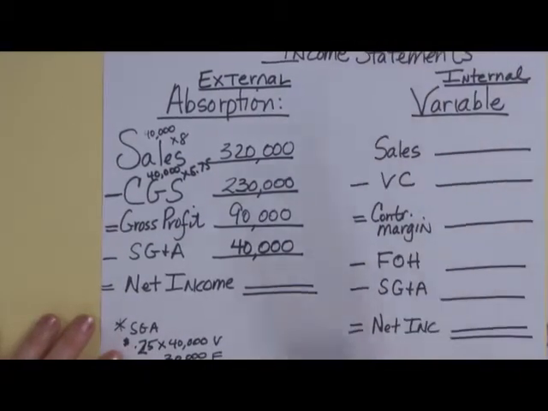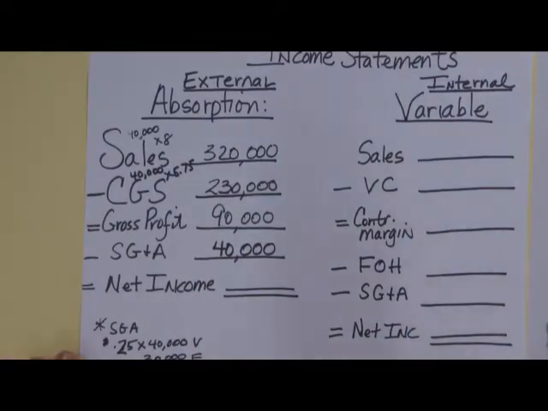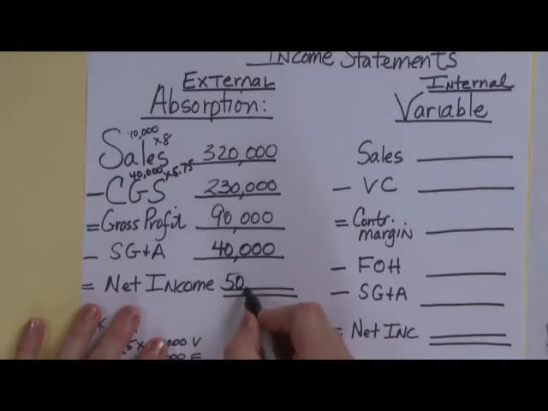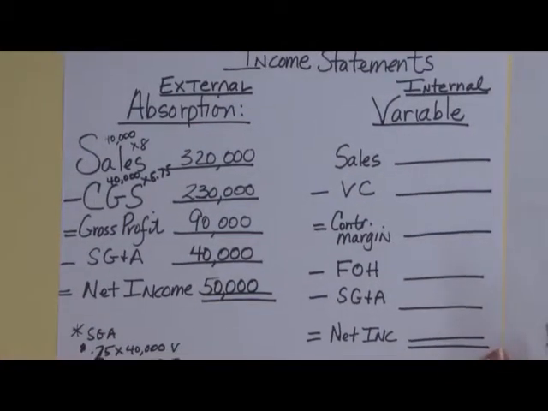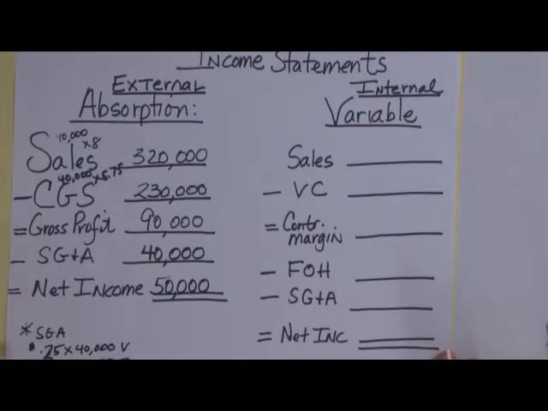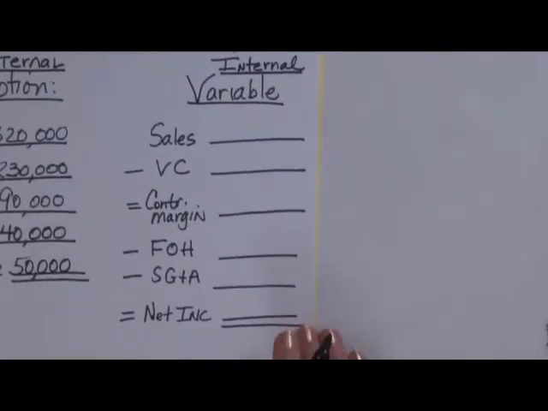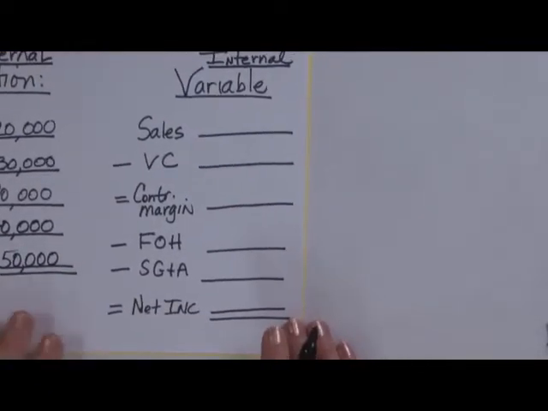All right, so we have 10,000 plus 30,000 equals 40,000. And so we have a net income of $50,000. All right, now this is under absorption. Now let's just look at the variable and see what the statement would look like.